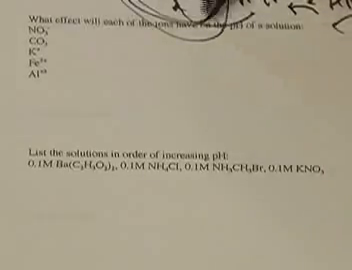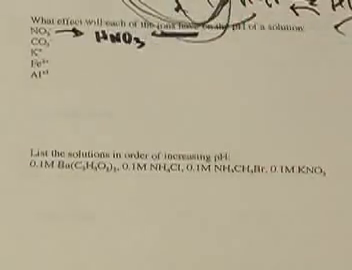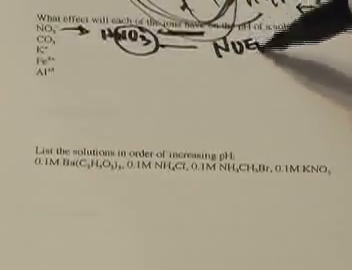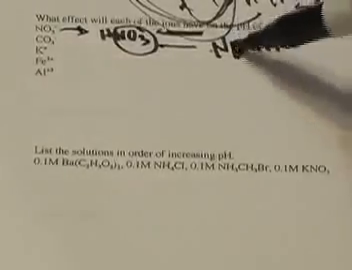What effect will each of the ions have on the pH of a solution? Now these ions could be thought of as coming from a salt. So NO3 minus. Where did that come from? Well, NO3 minus, parent acid was HNO3. HNO3 is a strong acid, and we said that an anion of a strong acid will do nothing in solution. So this will be neutral. Did I spell that right? N-E-U, neutral.